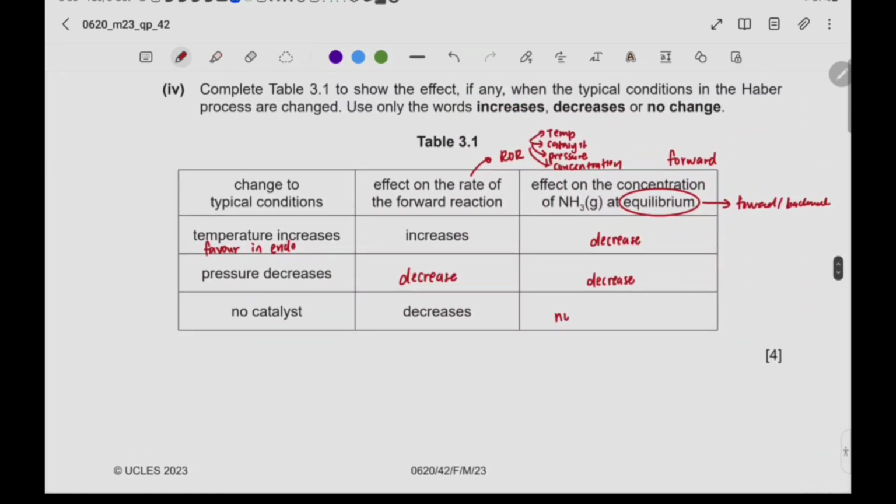So there's no change whether you have a catalyst or not, because it's just forward and backward, right? So must be really careful. The rate is different from equilibrium. So if you forget about this, you have to do your revision, yeah?